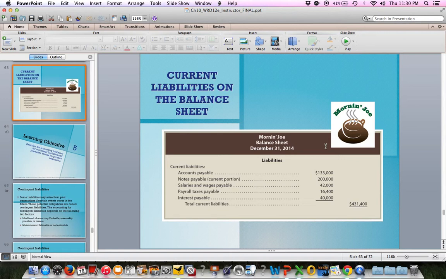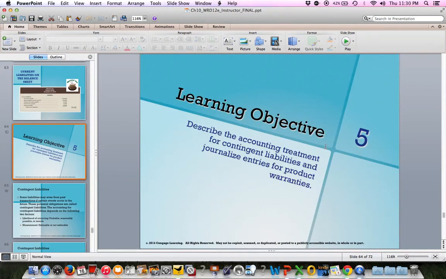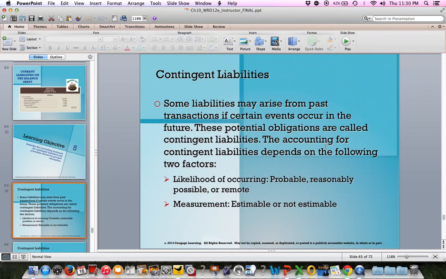You can just see here examples of current liabilities for Morning Joe Coffee in their balance sheet. And then some contingent liabilities. Basically, think of it this way: some liability that may arise from past transactions. If something happens in the future, it'll trigger the liability. They can be classified by two factors. Likelihood of occurrence can be classified as probable, reasonably possible, or remote. Measurement is estimable, so you can put a number to it, or not estimable, where you cannot put a number to it.